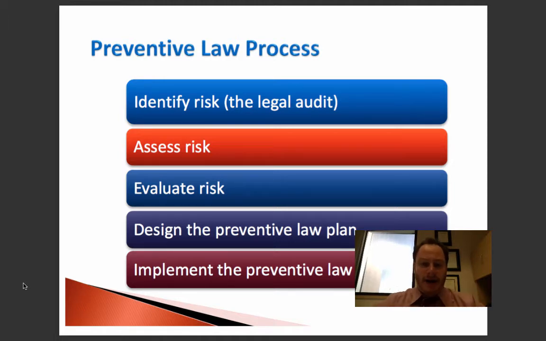You're looking at the legal audit, which would be identifying the different risks. Remember, it's not just risk from a legal perspective, but also from the whole gamut, the whole spectrum: environment, reputation, it could be a much larger array. And then once you've actually identified those risks and cross-referenced those with your foundational core values, you would assess that risk in terms of its frequency and its severity. And then you'd evaluate the risk in terms of how to deal with that. And then after that, you would be designing your preventative law plan and finally implementing your preventative law plan.